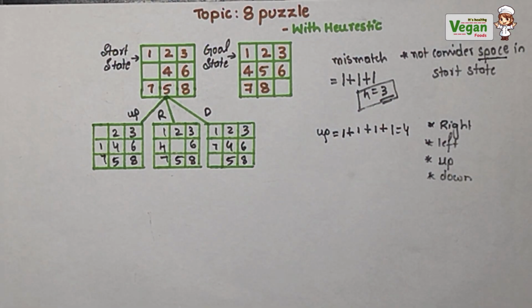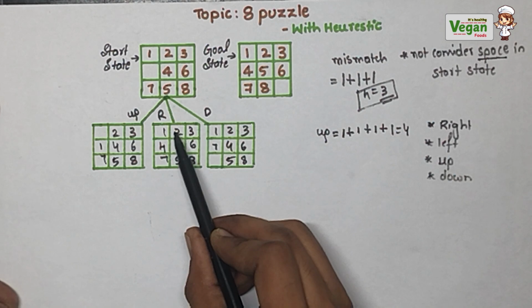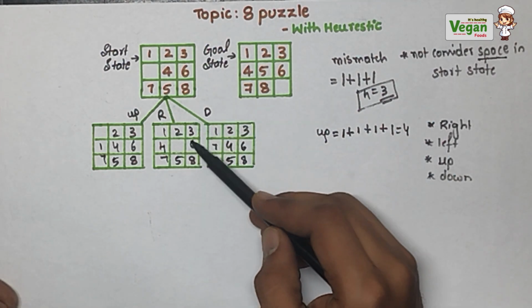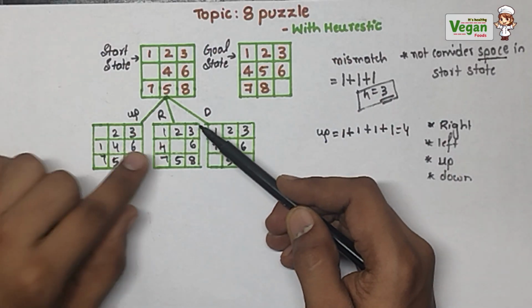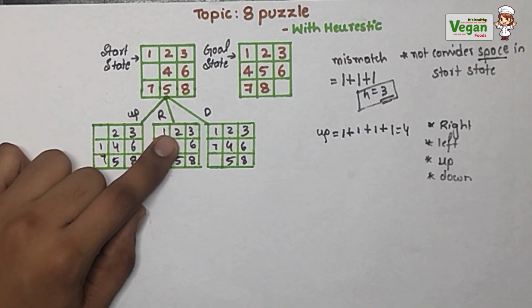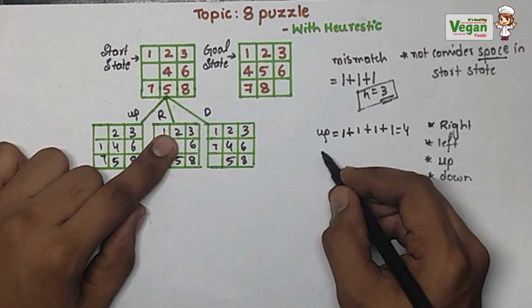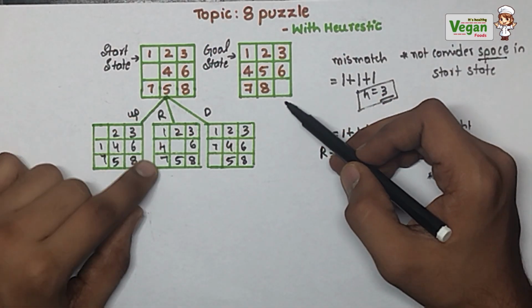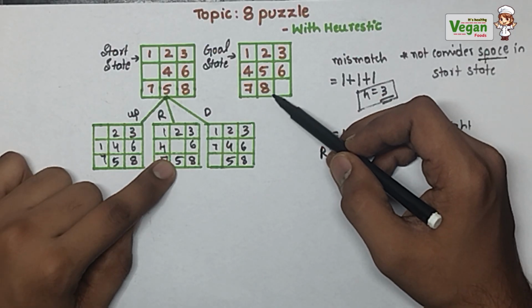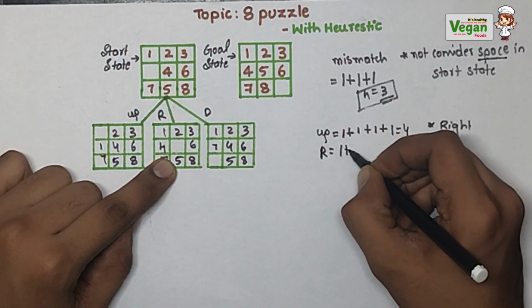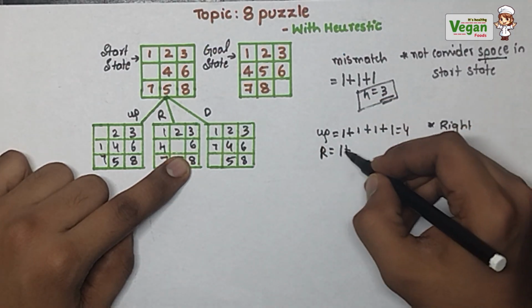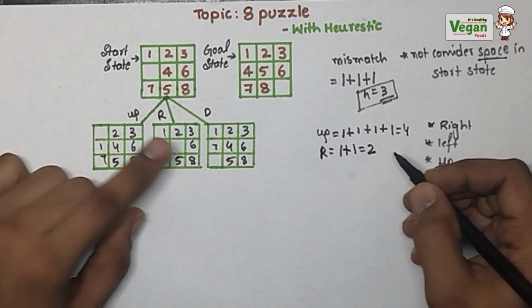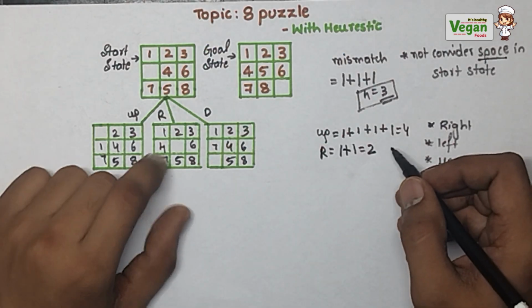Now let's go for the right side state. So for the right side state, 1 and 1 are same, 2 is same, 3 is same, 4 is same. Here free space is there. If it is in the start state, we will not consider it. 6 and 6 are same, 7 and 7 are same. Here 5 is there, here 8 is there. 1 plus here 8 is there, here free space is there. Since the free space is in the goal state, we will be considering it. Total 2 mismatch, or the heuristic value is 2.